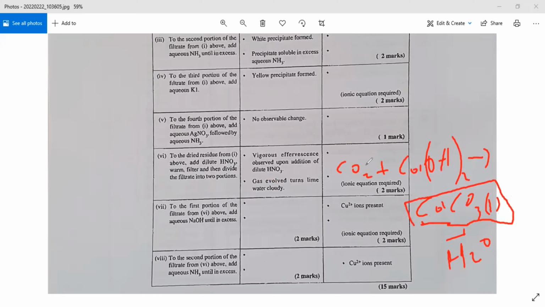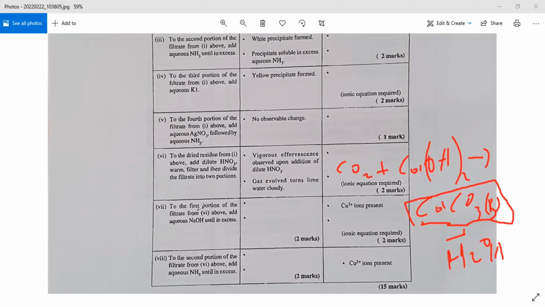Okay, and this is your ionic equation. Of course, carbon dioxide is a gas. This is aqueous. This is a solid, not a liquid, it's solid. And of course, water is a liquid. All right, so that's your ionic equation. And every single time that carbon dioxide is produced and the ionic equation is required, this is the ionic equation that's required. Okay, so we proceed.